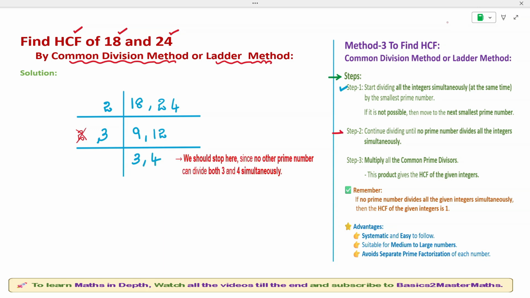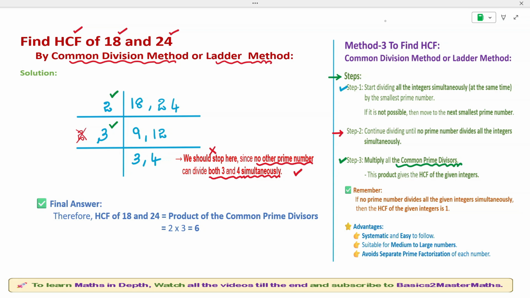As per step 2, we should stop here since no other prime number can divide both 3 and 4 simultaneously. Got it? Step 3. Multiply all the common prime divisors. In this case, the common prime divisors are 2 and 3.